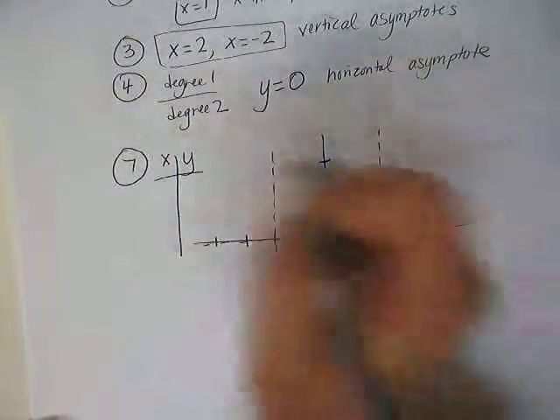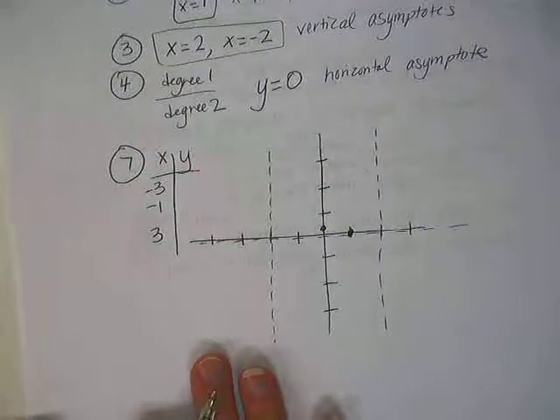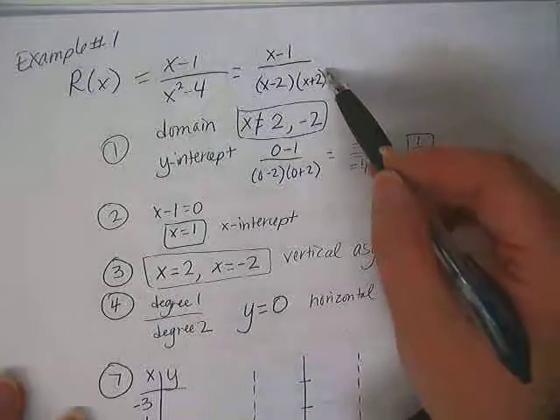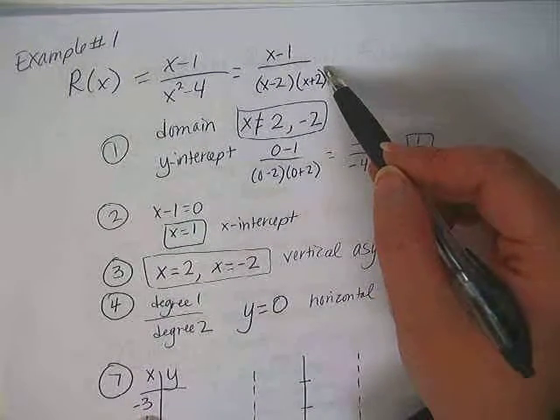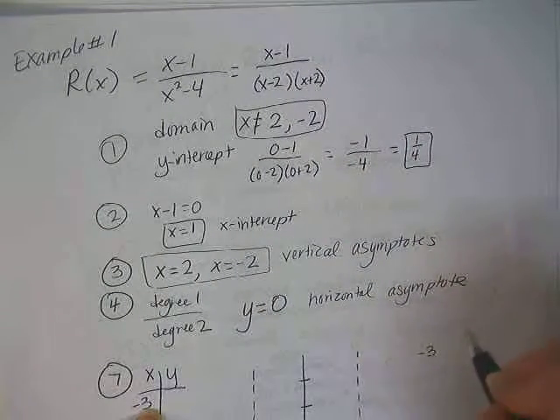-3, -1, and a +3? I can start with that, and then I can plug in more points if needed. So let's start with those 3 points, and that will tell me a little bit about what's happening. Okay, so I need to go to my original problem, or you can use the factored version, it doesn't matter.